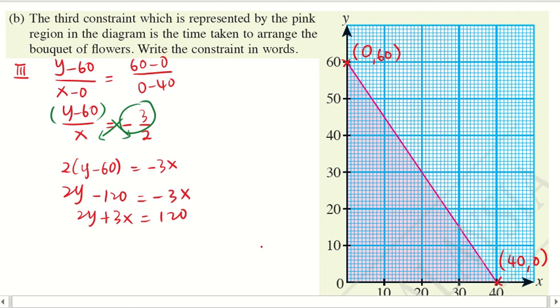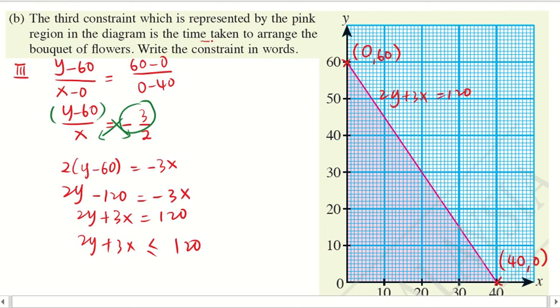Is it correct? So you see this equation is 2y plus 3x equal to 120, right? So the region goes down. It means that it's less or equal, because it's a solid line. Correct or not? From here, you will still miss 1 mark. You know why you will miss 1 mark? You will lose your last mark. You know why?